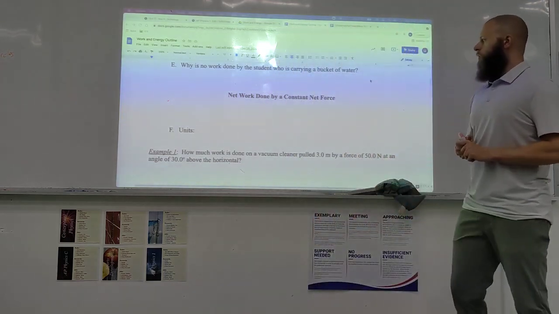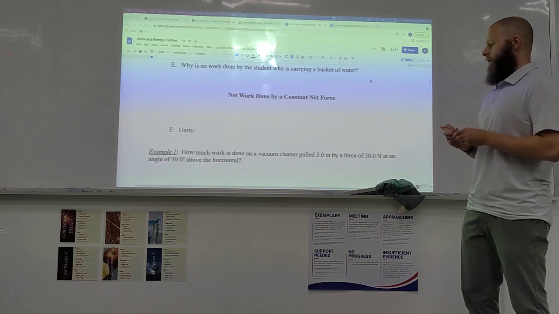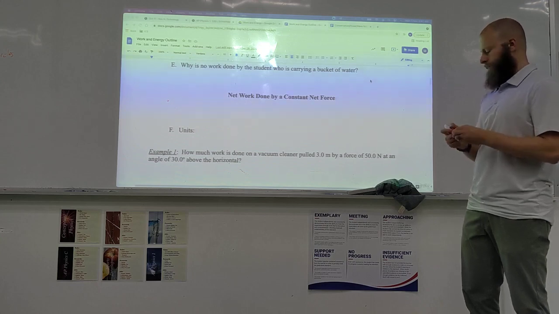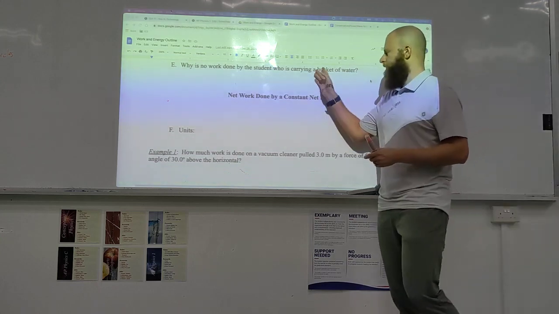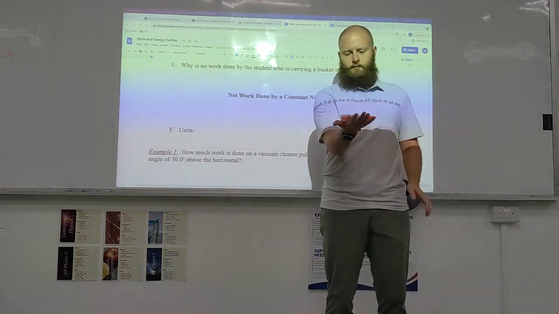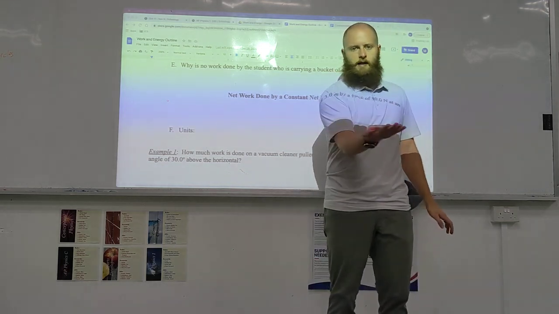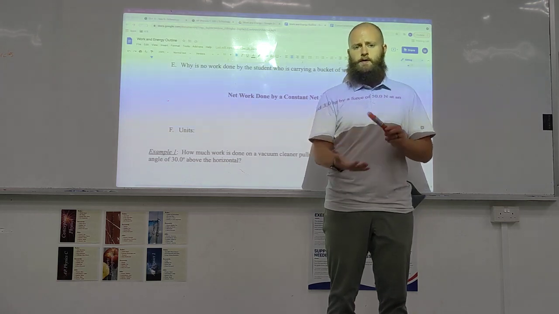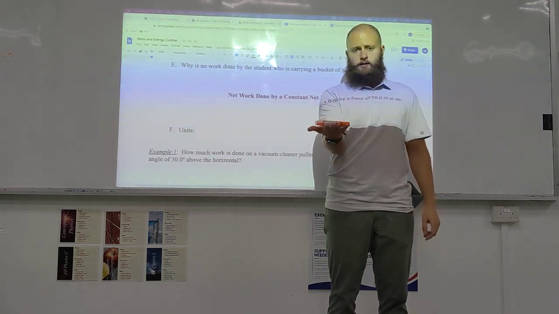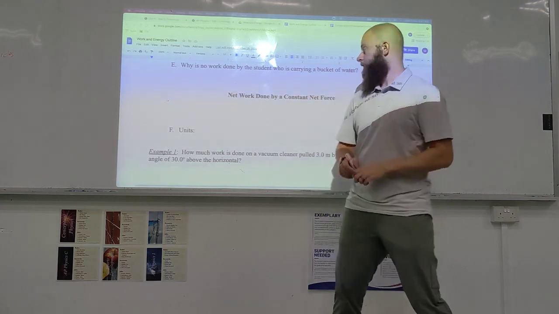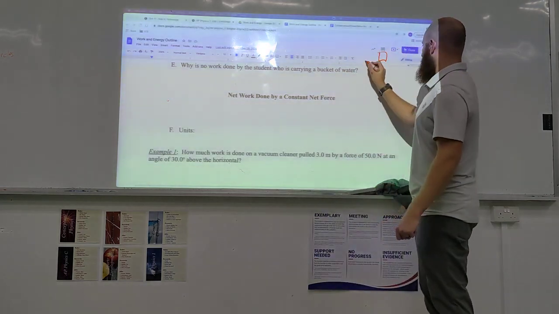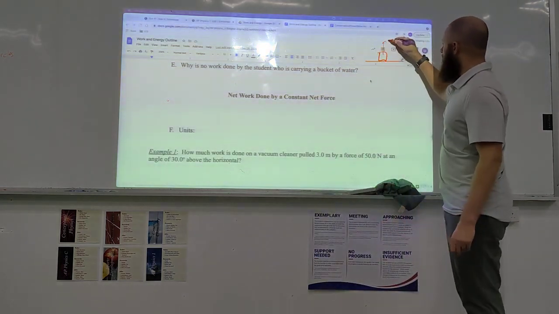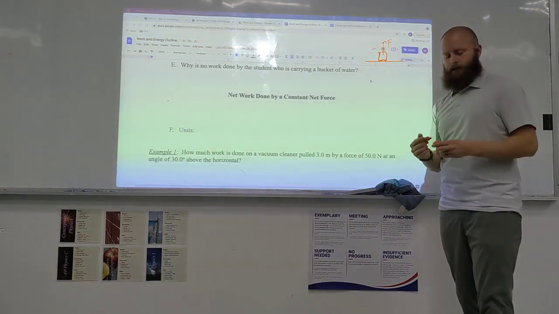So, why is no work done by a student who is carrying a bucket of water? Another example of this very similar idea is if I have this marker in my hand and I'm moving my hand side to side. Which direction is the force of my hand? Yeah, that's right. The force of my hand is straight up. So here's my marker. The force I'm applying is straight up. I'll label that as F.